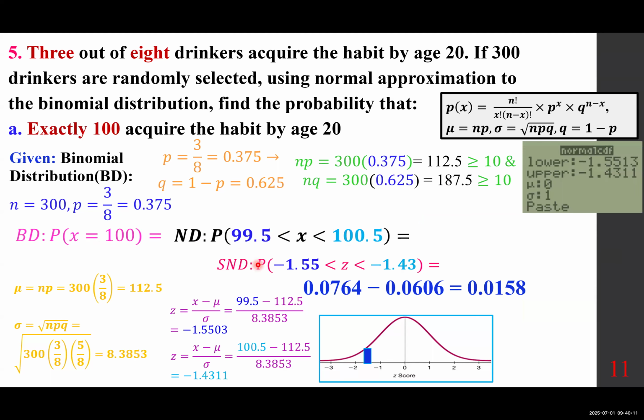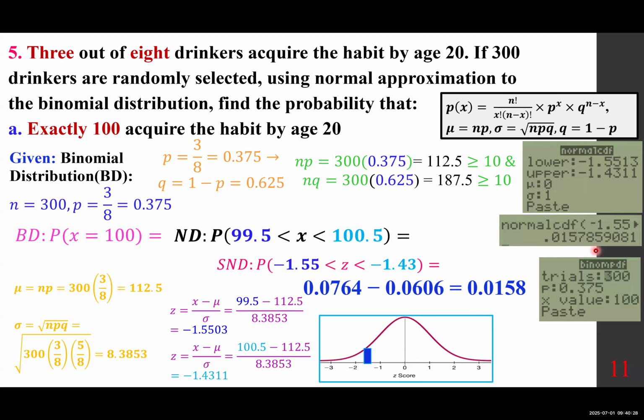In normal CDF, the Z-scores that we have here, of course, look at the Z-scores here. I have more decimals, okay? I put it here. And I get this number. If I go with binomial, I have to go binomial PDF. Why PDF? Because there is one value, okay? N is 300, P is 0.375, X is 100. Look at that number.